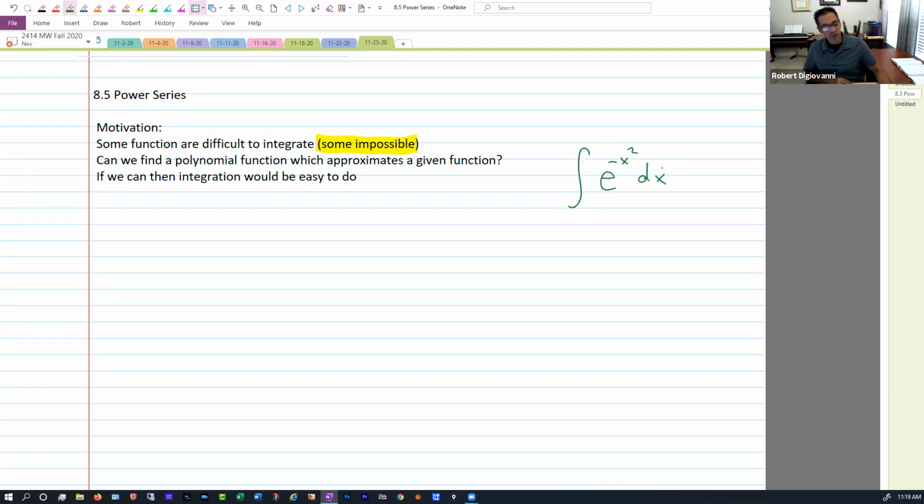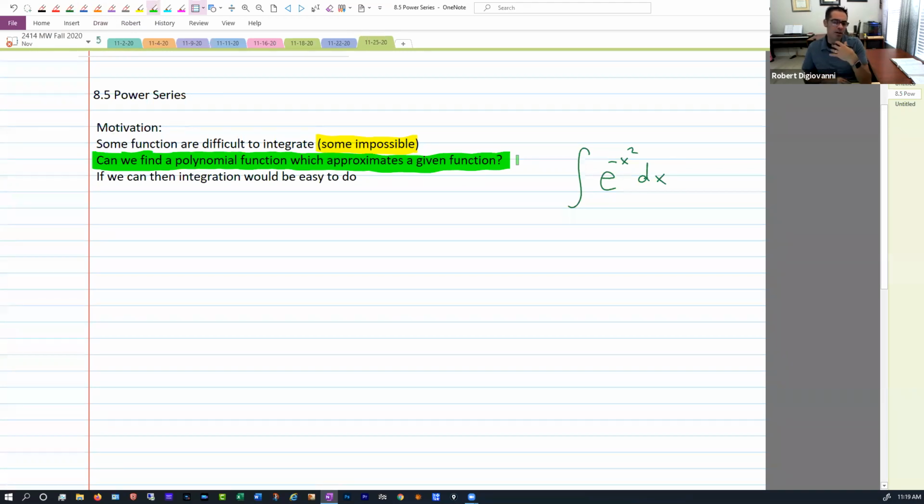But the question that Newton came up with to motivate this whole idea of power series was that sometimes it's hard to deal with functions. So he was asking himself this question: can we find a polynomial function which would approximate some given function?